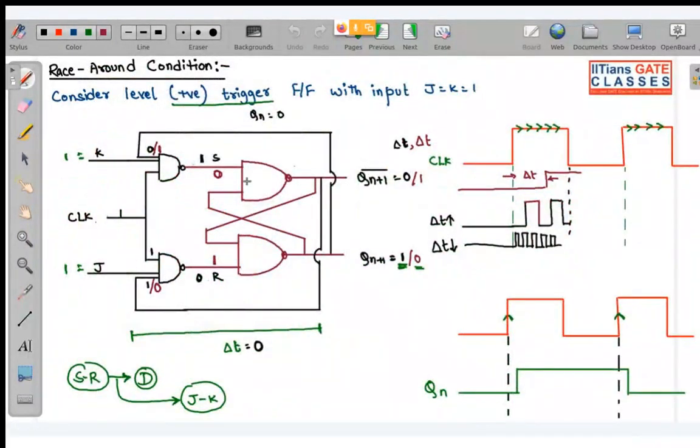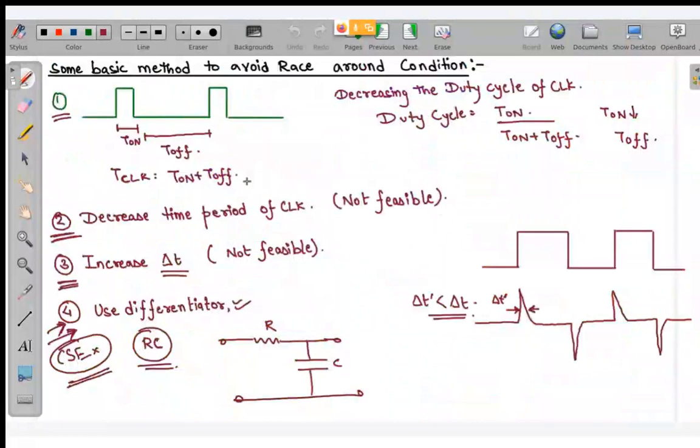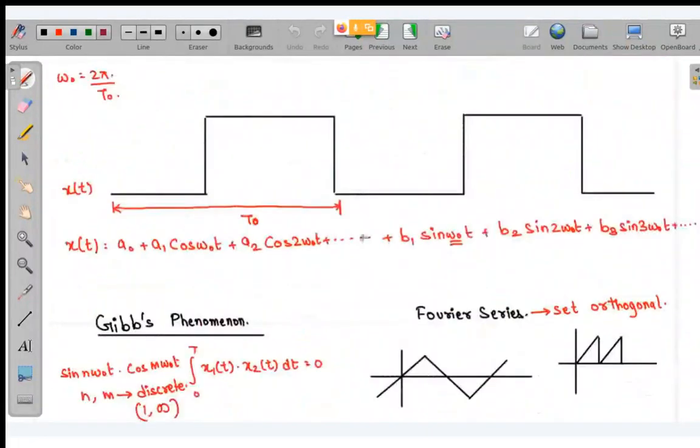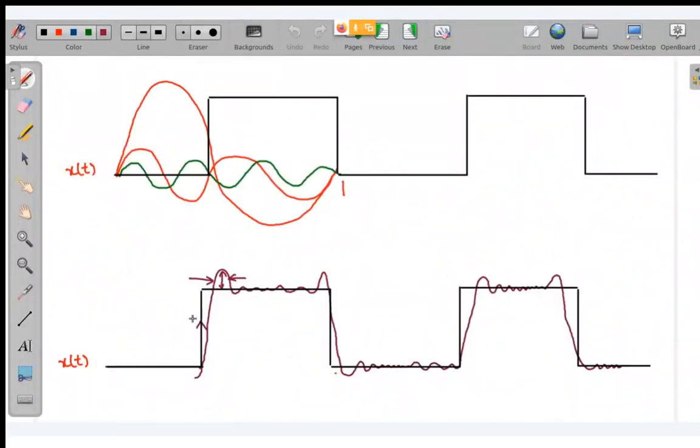Because even if you take an edge triggered one, there will actually be some level triggering in that, because you cannot construct a perfect edge. You can look over here. There is some level over here. There will be some level to this edge. Did you understand the concept?